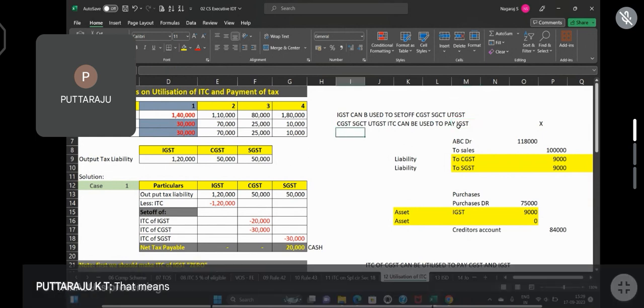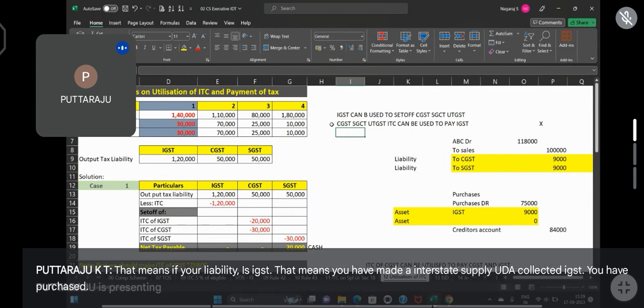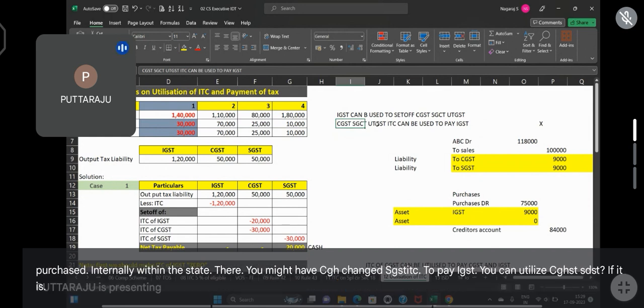That means if your liability is IGST, that means you have made an interstate supply, you would have collected IGST, and you have purchased internally within the state, there you might have CGST and SGST ITC. To pay IGST, you can utilize CGST, SGST. If it is a union territory, you can use this UTGST also to meet your IGST liability.